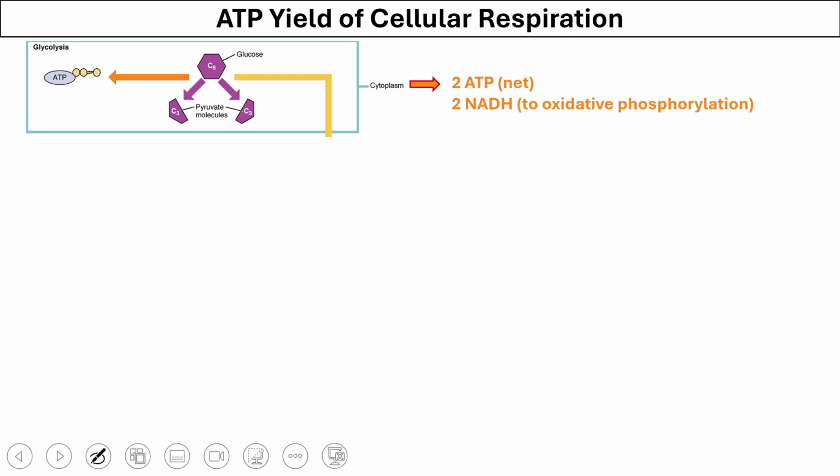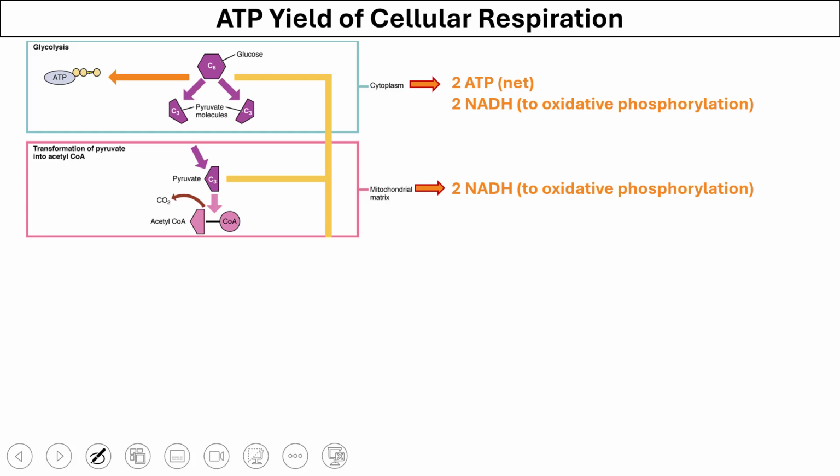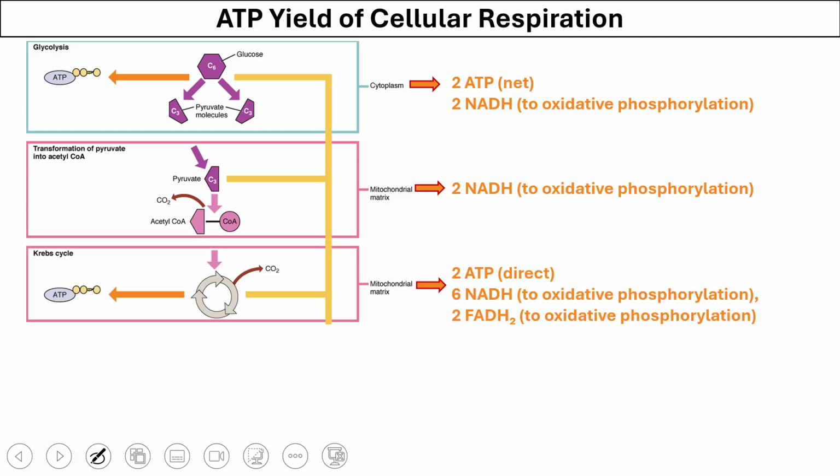From glycolysis, we got directly 2 molecules of ATP and 2 molecules of NADH. Then there was the step called pyruvate oxidation, which formed 2 NADH. The acetyl-CoA formed in the oxidation of pyruvate enters the Krebs cycle. The Krebs cycle leads to the formation of 2 molecules of ATP directly and then 6 molecules of NADH and 2 molecules of FADH2, which will then enter the electron transport chain.